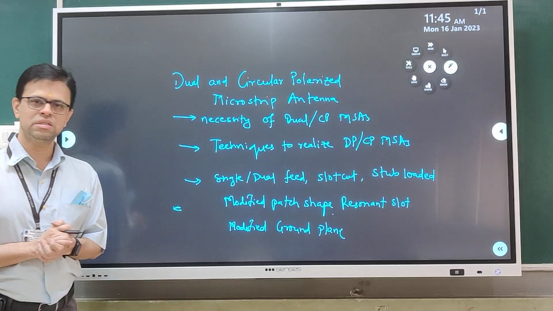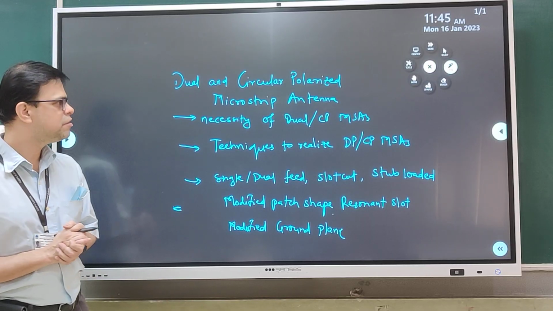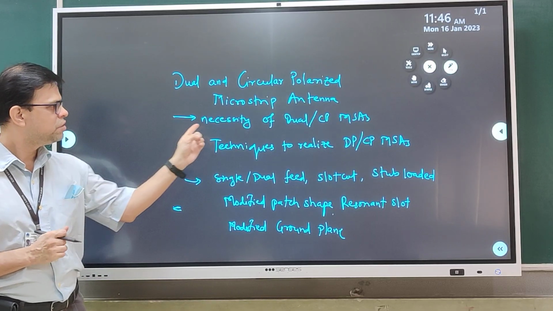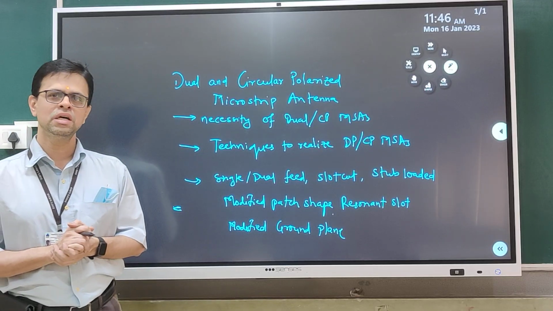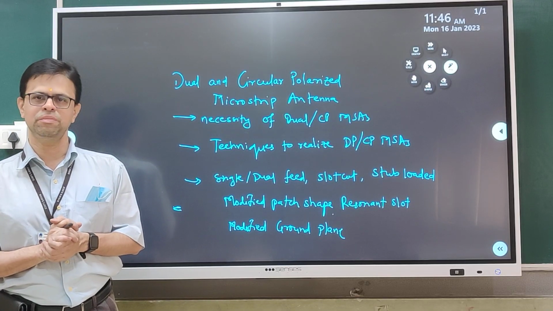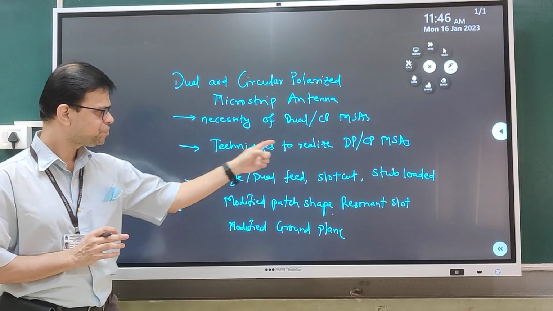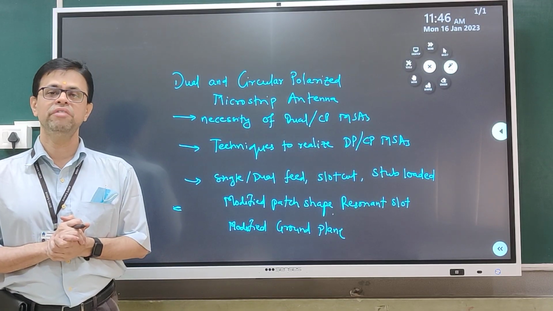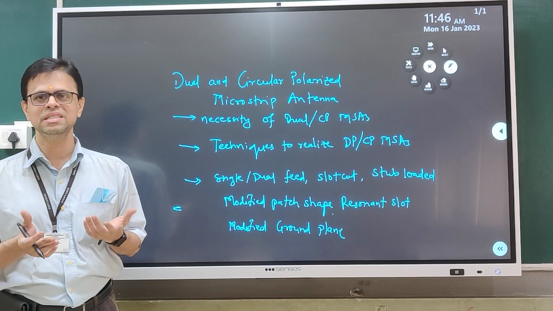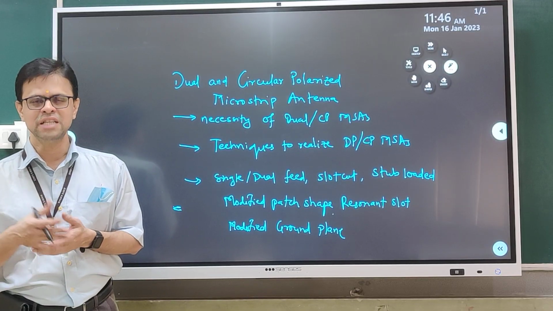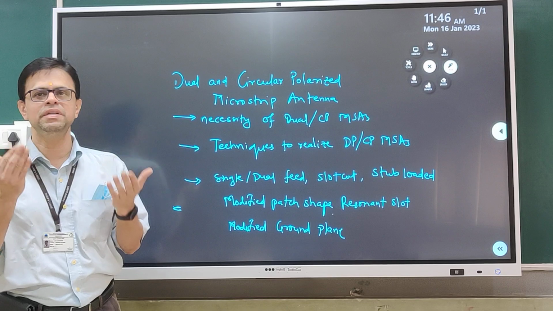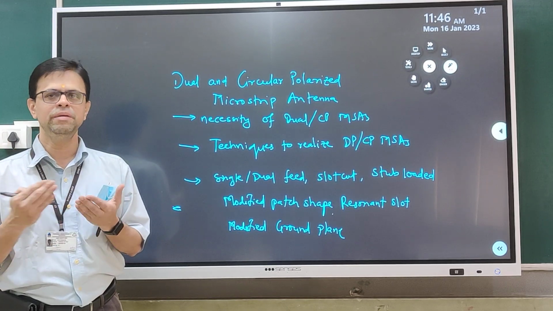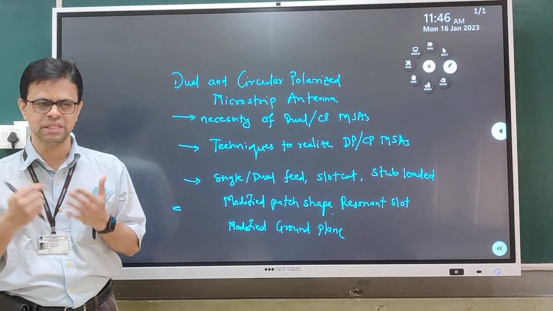Now in this topic we are going to cover the following things. First, we will talk about the necessity of circular polarized or dual polarized microstrip antenna. Then we will talk about different techniques that realize CP MSAs as well as DP MSAs. I am referring to these as short forms: CP stands for circular polarized, DP stands for dual polarized designs.